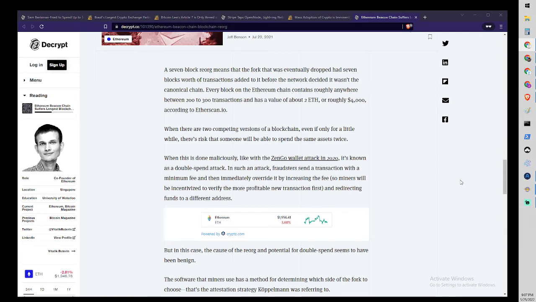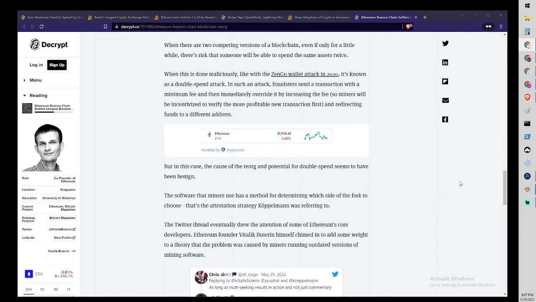When this is done maliciously, like with the Zengo wallet attack in 2020, it's known as a double spend attack. In such an attack, fraudsters send transactions with a minimum fee and then immediately override it by increasing the fee, so miners will be incentivized to verify the more profitable new transaction first, redirecting funds to a different address.